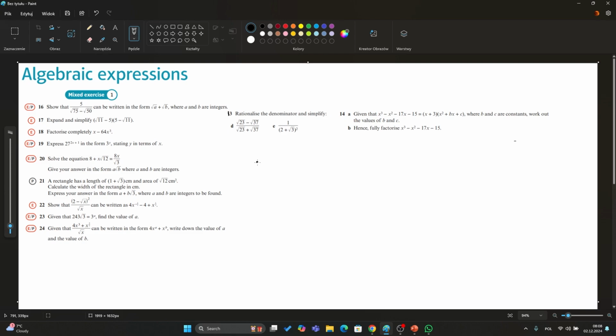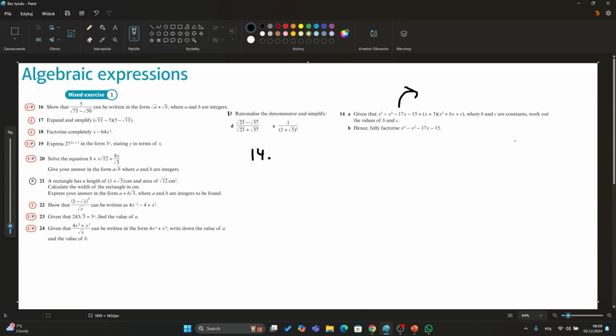Now we go into question 14, which I think will be the hardest question that you'll ever get in maths for this chapter. So given that x cubed minus x squared minus 17x minus 15 equals x plus 3 times x squared plus bx plus c, where b and c are constants, work out the values of b and c. This will be comparing the coefficients, but there's an easier way to do it.